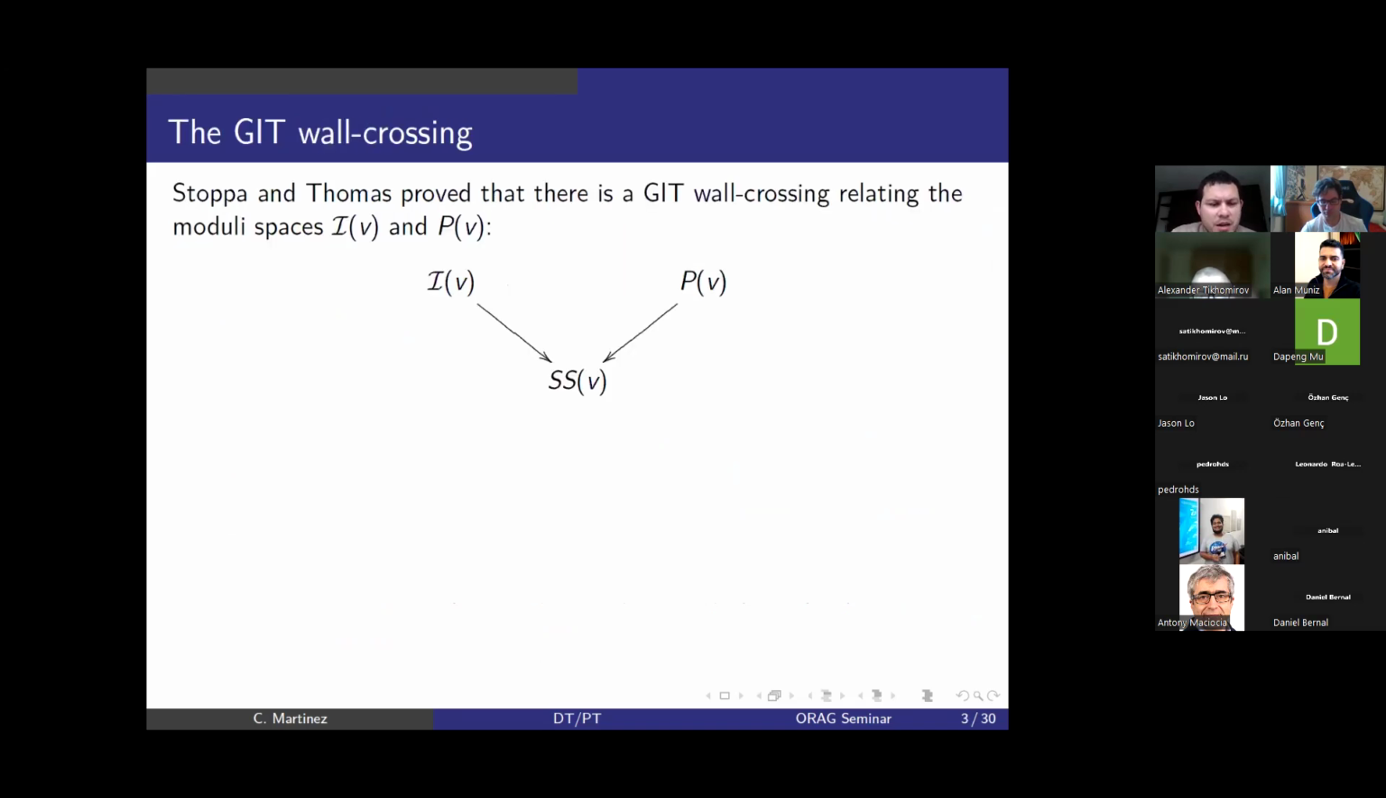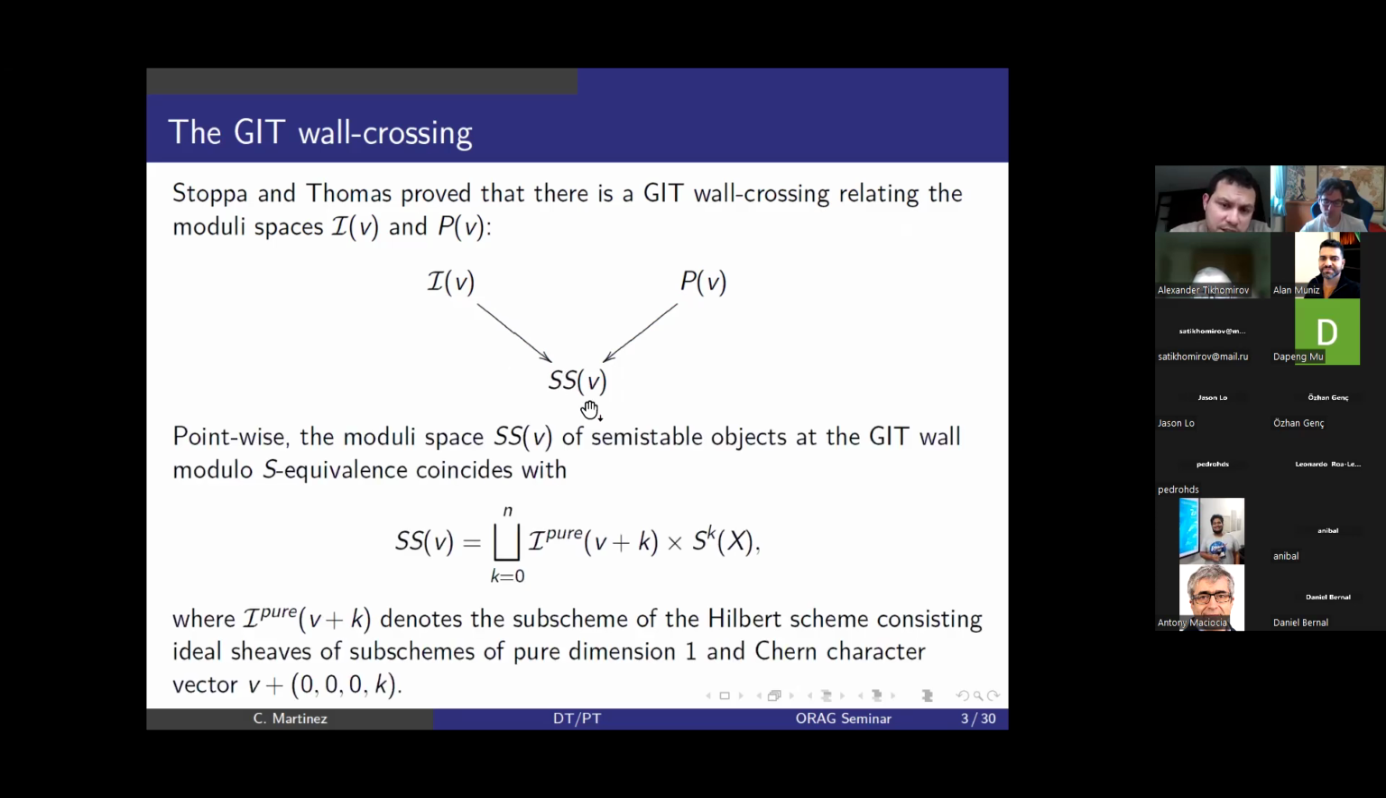Then there is actually a very interesting relationship between these two moduli spaces, and this is the work of Toda and Thomas. And they prove that actually there is a GIT wall crossing that relates these two moduli spaces, the I_n and the P_n. So they can do a GIT construction, do variation of GIT, and prove that there is a single wall in this GIT that separates these two moduli spaces. And pointwise, they actually describe what are the objects of the wall.